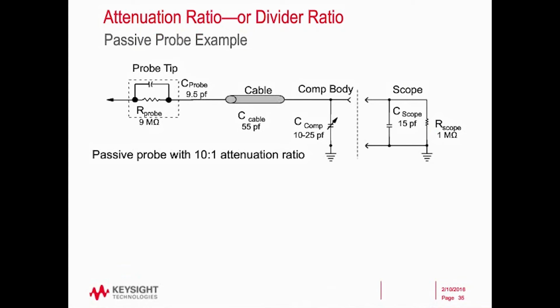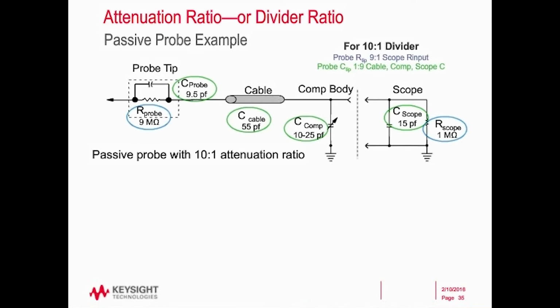Now, the way we create the attenuation ratio, if I took something like a passive probe here, this is a 10 to 1 passive probe. You can see out there at the tip, there's a 9 megaohm resistor. And if you look over towards the right where it says scope, you can see there's our scope input of 1 megaohm. Okay, so that's going to give us our 10 to 1 divider ratio. But it's a little more complex than that. What we need to do is create an impedance divider.